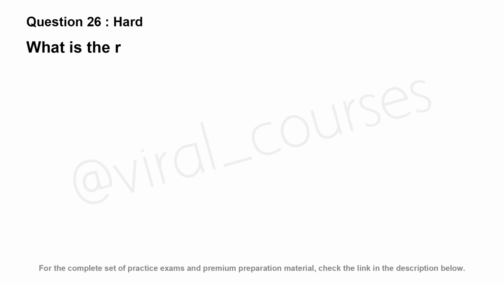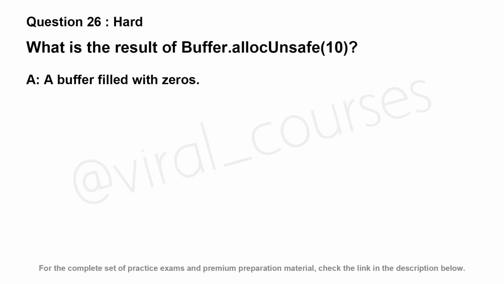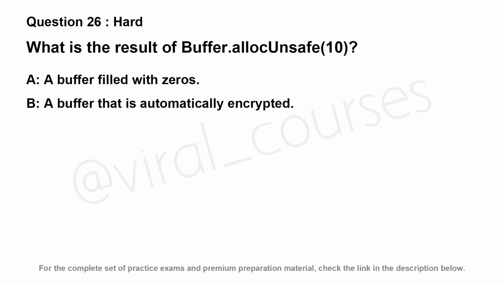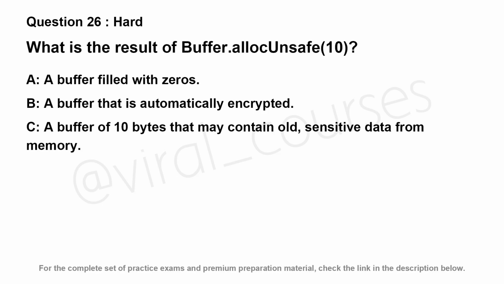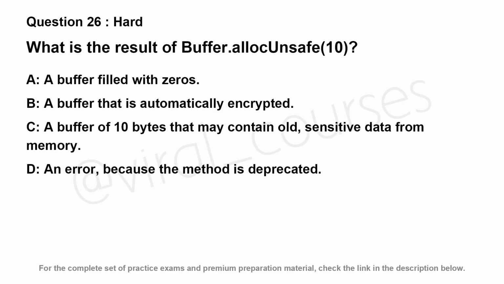What is the result of Buffer.allocUnsafe(10)? Option A, a buffer filled with zeros. Option B, a buffer that is automatically encrypted. Option C, a buffer of 10 bytes that may contain old, sensitive data from memory. Option D, an error, because the method is deprecated.